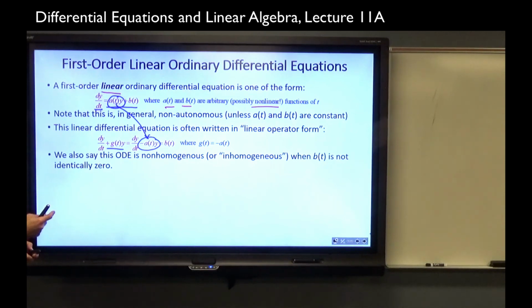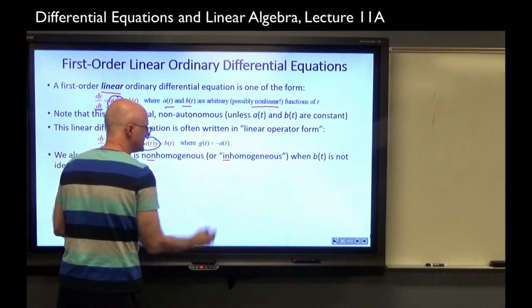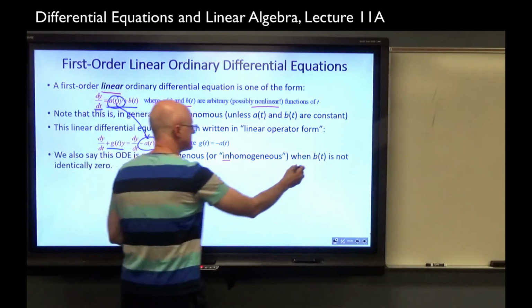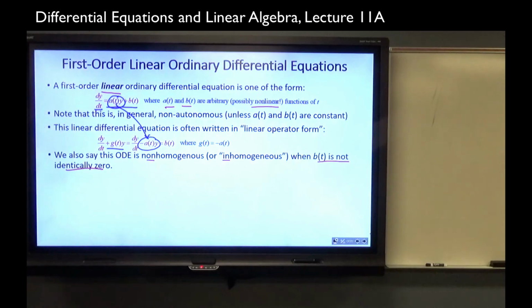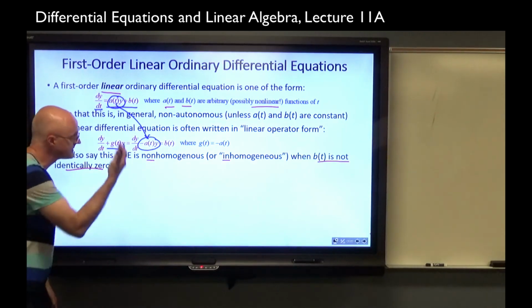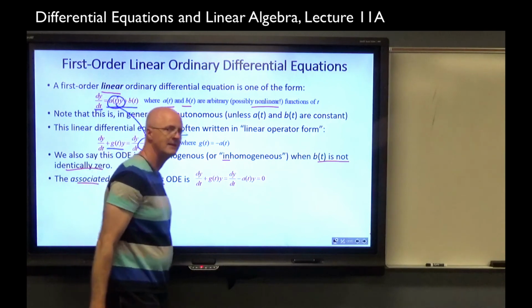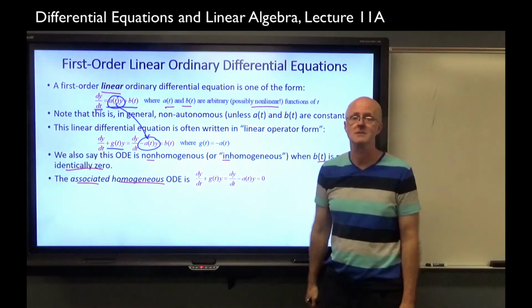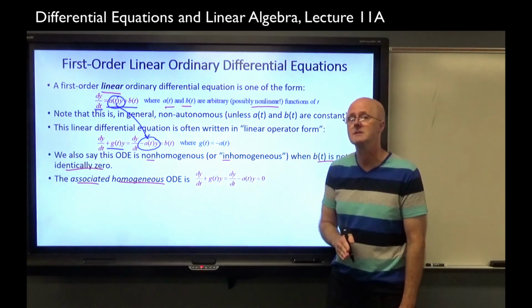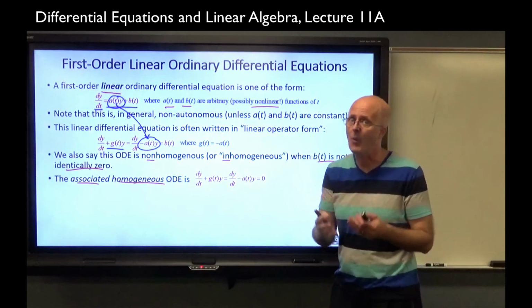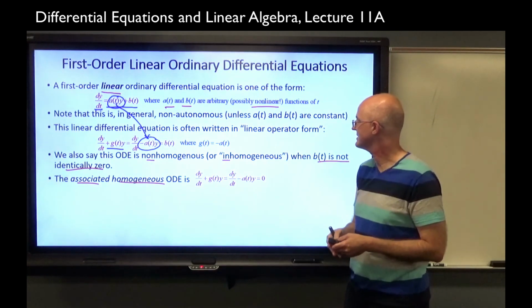Two even corresponding homogeneous equations. This ODE right here, the original, is non-homogeneous, or inhomogeneous, when b of t is not the zero function, not identically zero. If b of t were the zero function, as it would be for the associated homogeneous equation, then it would be homogeneous, and that's what this is right here. The associated homogeneous ODE. This is not the same as the original, right? It's a different differential equation with different solutions, but it's related in a nice way, we will see. That's the associated homogeneous equation.